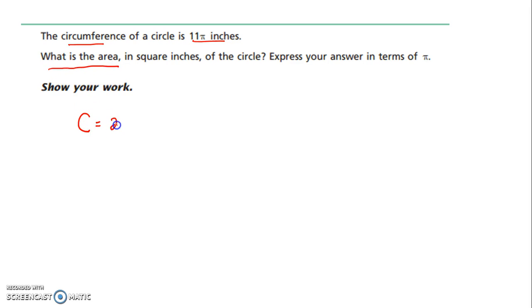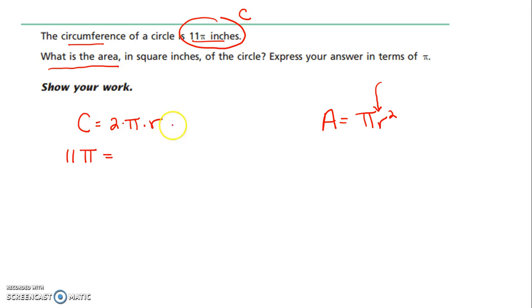Well, circumference is equal to 2 times pi times the radius. We know our area formula is pi r squared. So in order to find the area of a circle, I need to know its radius. So I'm going to use what they give me for circumference to actually find the radius of this circle, and then I'll substitute into the area formula. They give me the circumference, so they tell me what C is. So in place of C, I put 11 pi equals, and then I keep this side of the formula the same, 2 times pi times the radius.